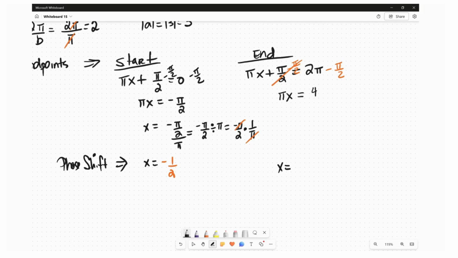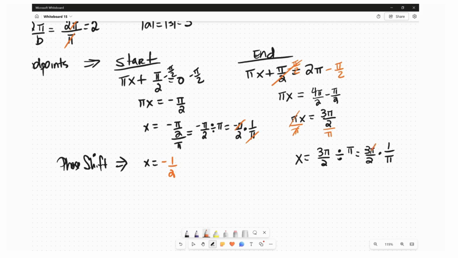So 2 pi is the same thing as 4 pi over 2, which is 3 pi over 2. And then you got to divide by pi again. So x equals 3 pi over 2 divided by pi, which is 3 pi over 2 times 1 over pi. The pi's cancel out, leaving us with x equals 3 over 2.